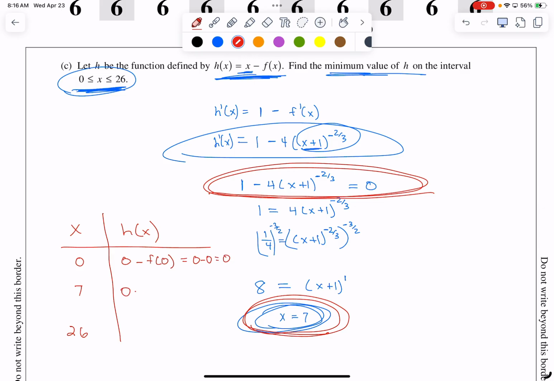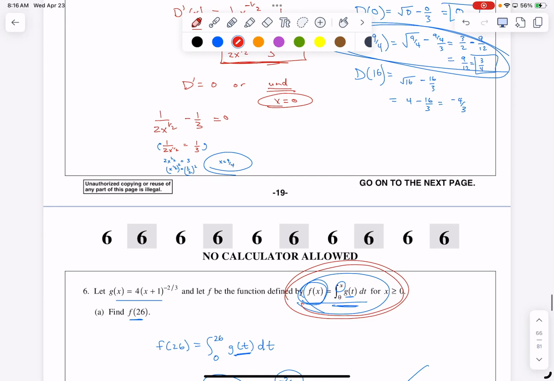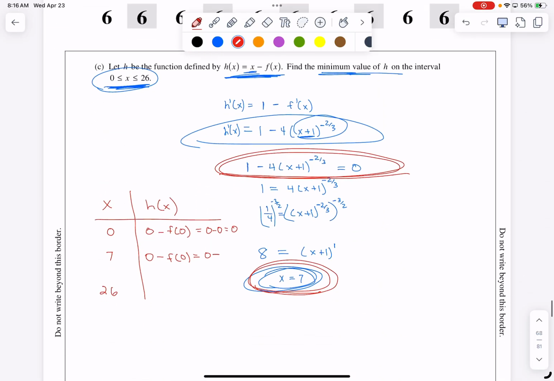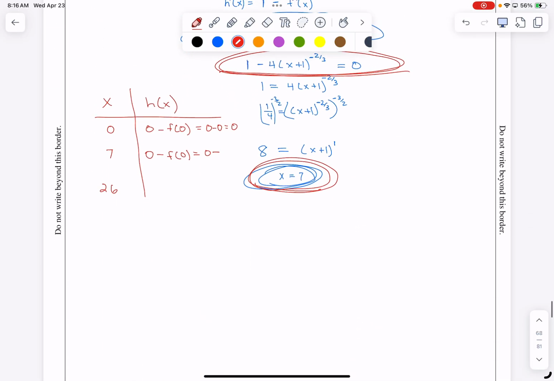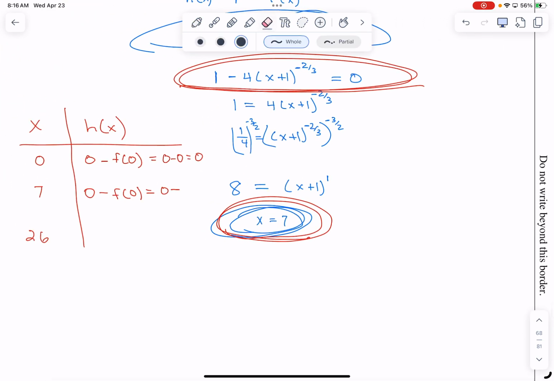Then we're going to have 0 minus the area from 0 to 7. So now you're going to have to find some area under the curve from 0 to 7. Did we actually do that in part A? No, we didn't. So we'd have to actually figure out the area from 0 to 7. Yeah, 7 in there. Thank you. Okay, from 0 to 7.